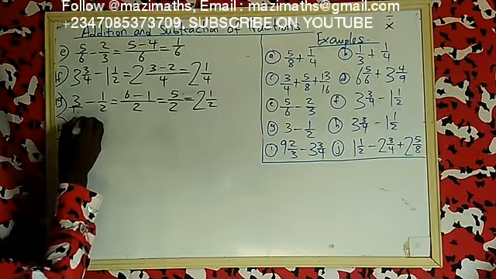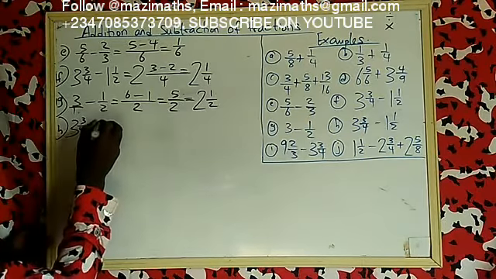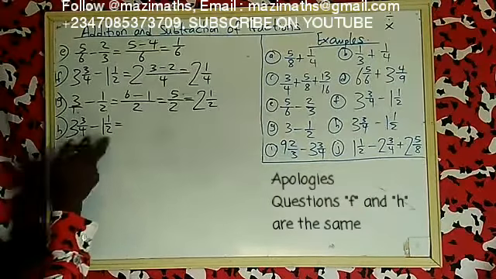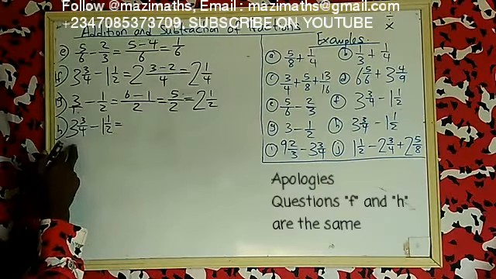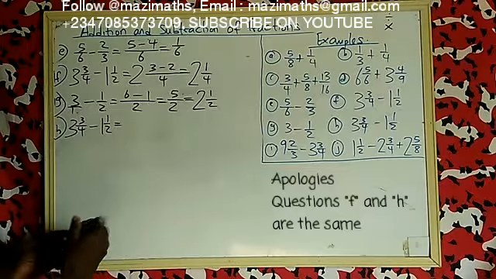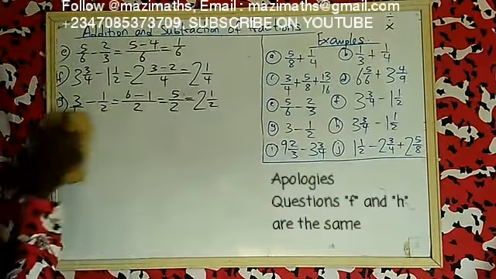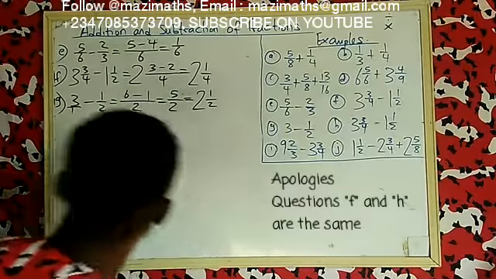You have 3 whole number, 3 over 4 minus 1 over 2. Just calculate the one based on the. Okay, we have solved this. Okay, these questions are the same. So let's just skip that one and go to number I.